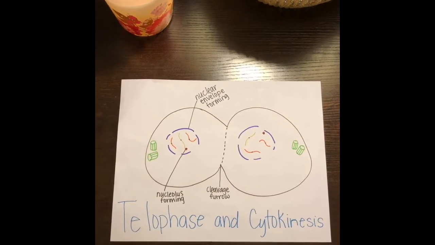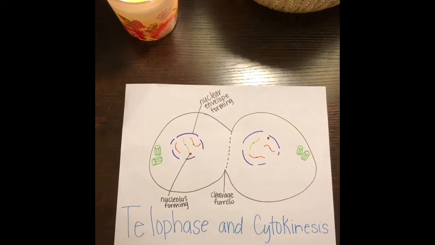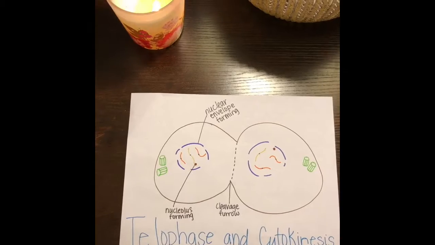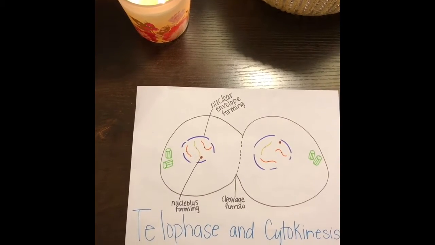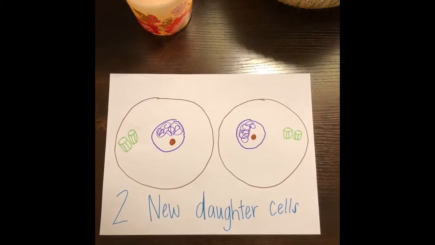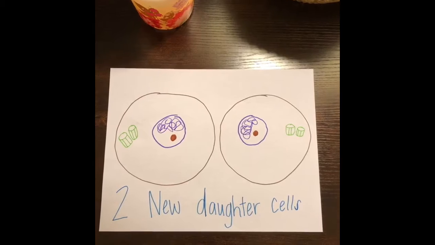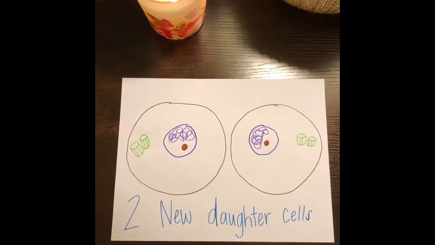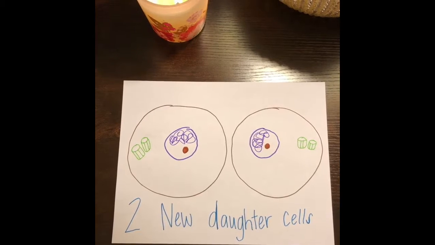The chromosomes uncoil and then become indistinct. A nuclear membrane begins to form around the chromosome clusters. The spindle apparatus begins to break down. And now we have generated two identical new daughter cells that now can begin mitosis. Remember, only animal cells and plant cells can go through mitosis.